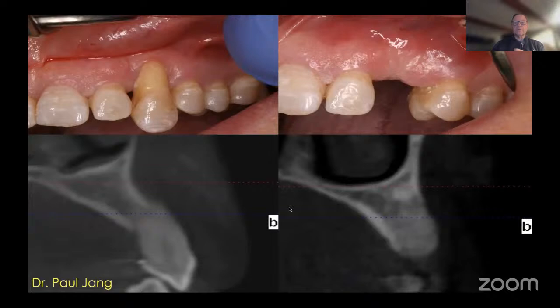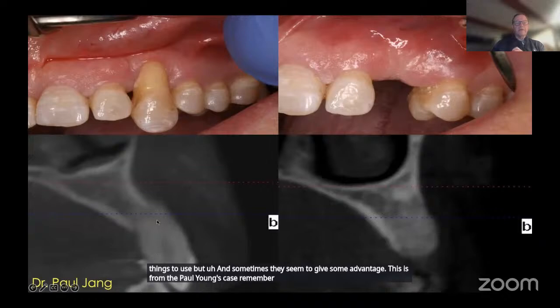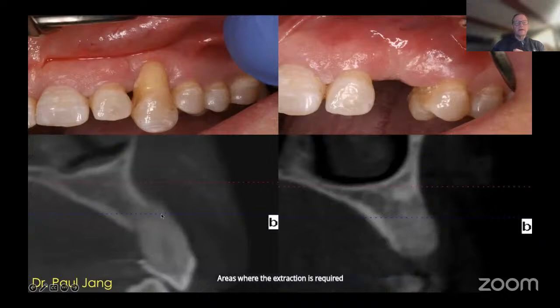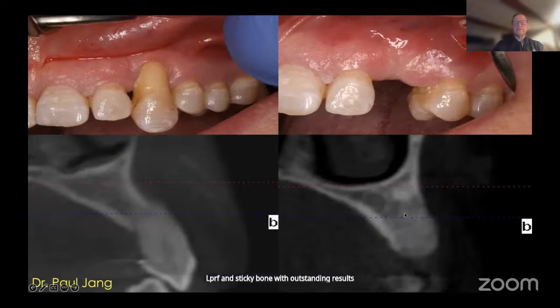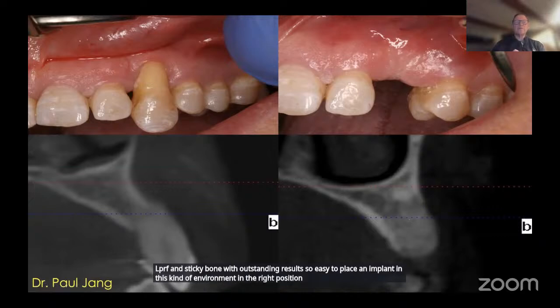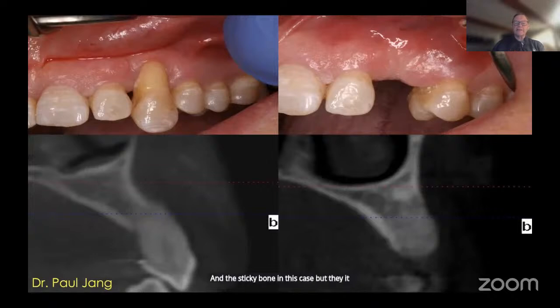but sometimes they seem to give some advantage. This is from Paul Young's case. Remember, areas where the extraction is required, and then implant placement will be very difficult. The base of the bone is not that wide, and there's no buccal bone, and then he did the LPRF and a sticky bone with outstanding results. So it's easy to place an implant in this kind of environment in the right position. So it seems to be successful, but is it only LPRF and the sticky bone in this case? But it has some advantages that cannot be ignored.